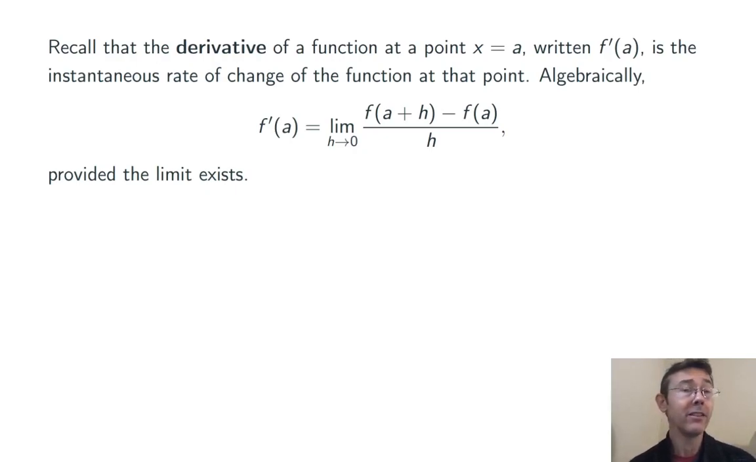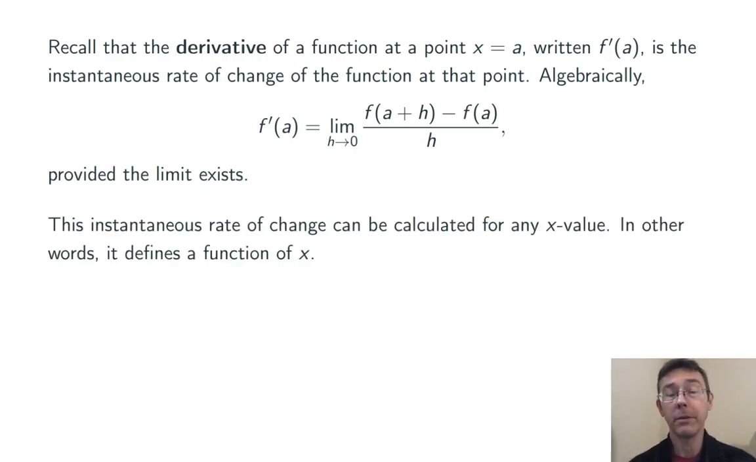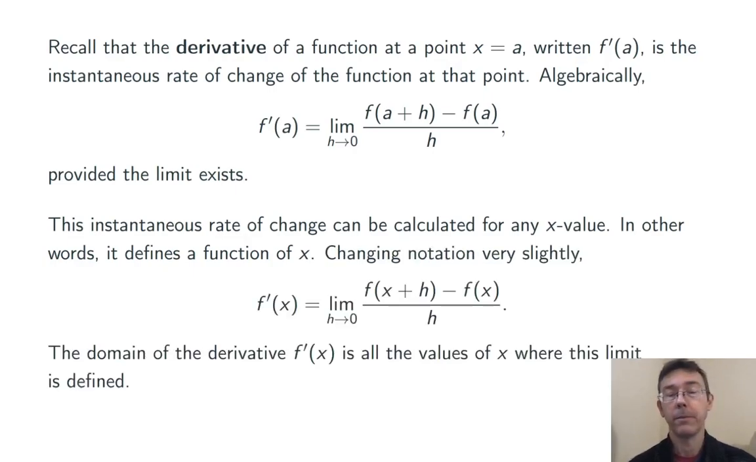If that limit exists as h goes to 0, then we call the value we get the instantaneous rate of change at that point, the derivative at that point. Now, we can do this computation for many different values x equals a. So really what we're doing here is defining a new function. Let's change notation to respect that fact.